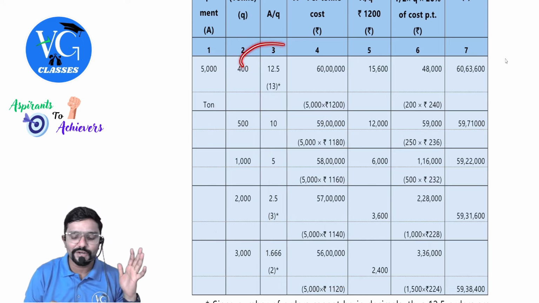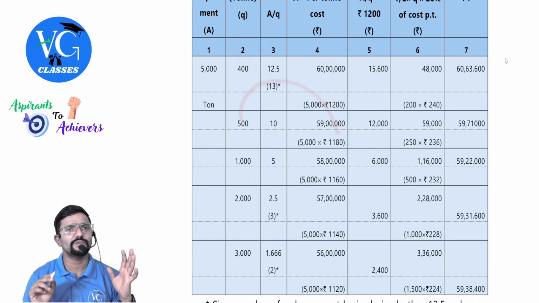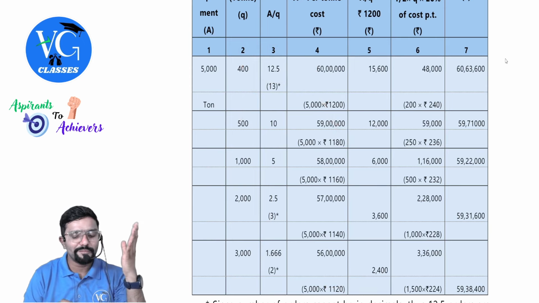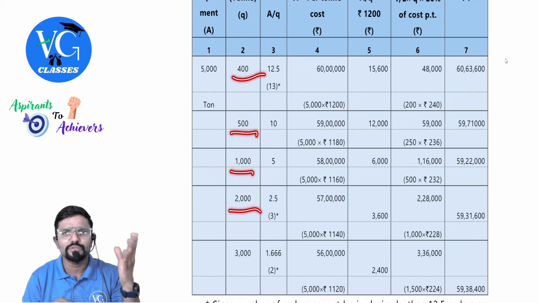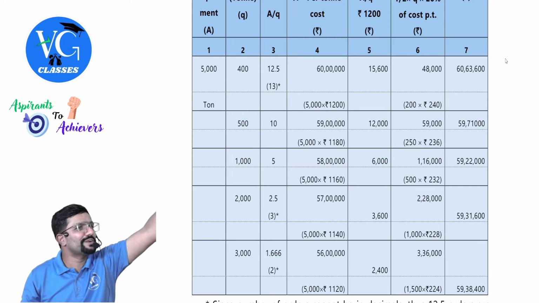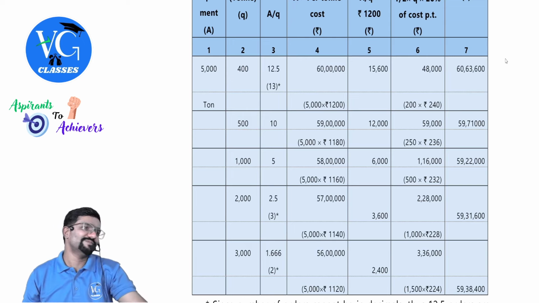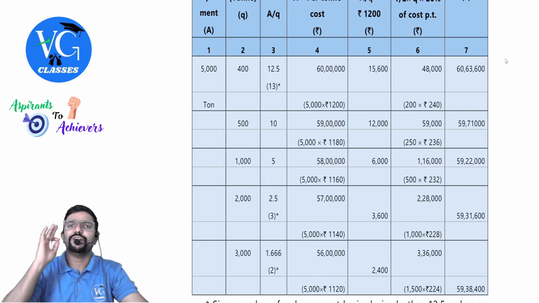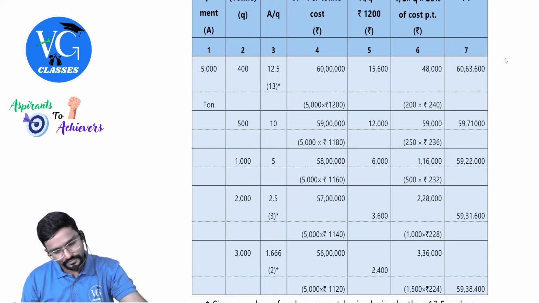Then why didn't you multiply 400 into 1,200, 500 into 1,180? Even though I might be purchasing 400, 500, 1,000, 2,000 at a time, totally how much should I purchase in a year? 5,000 only. In a year, total purchases are 5,000 units itself.